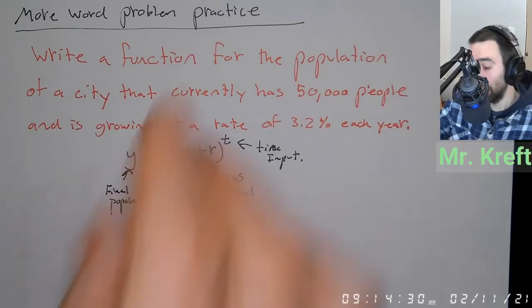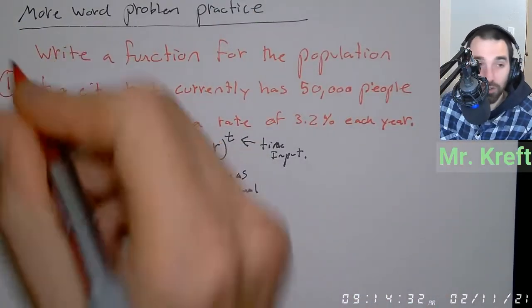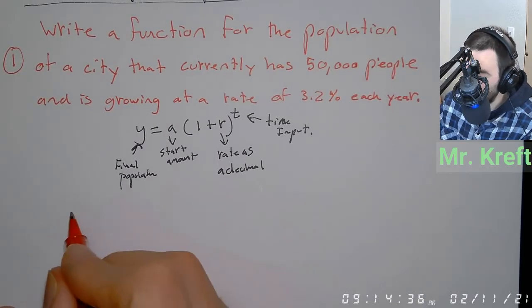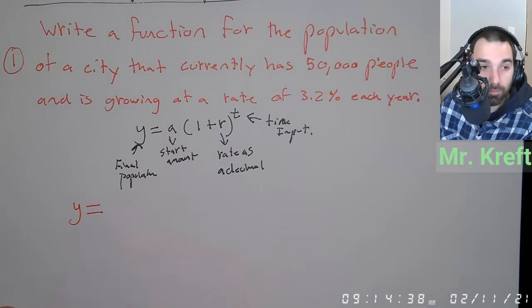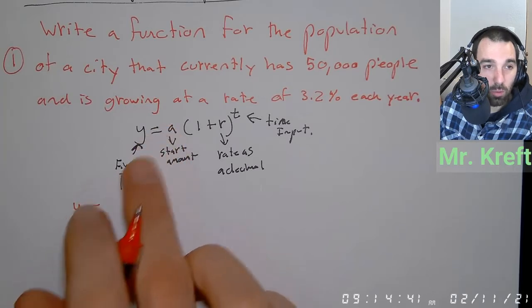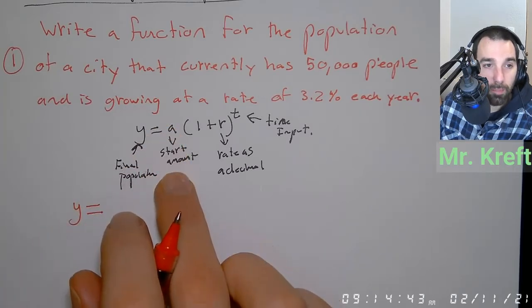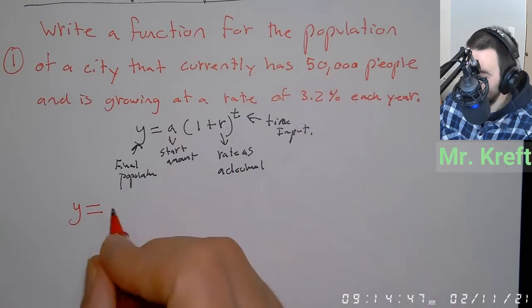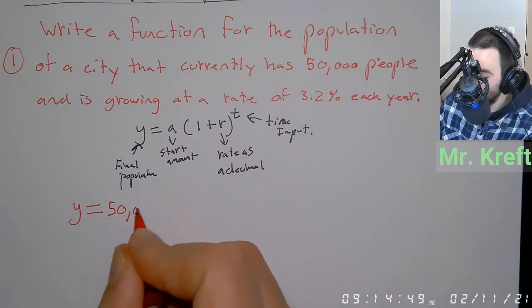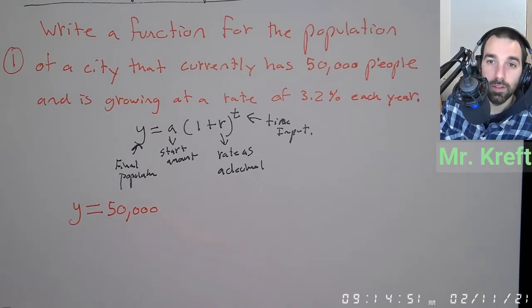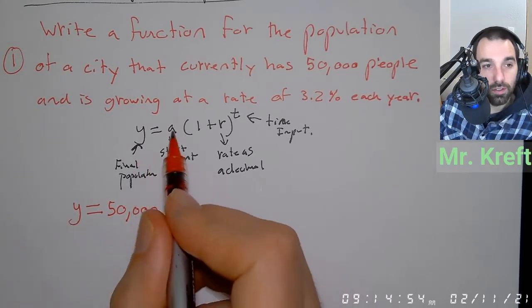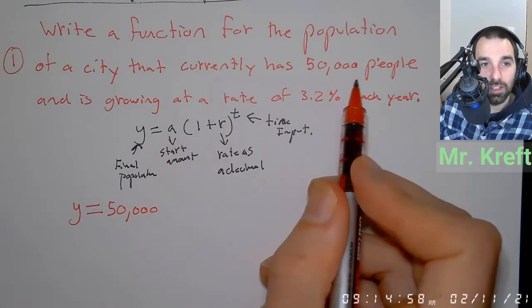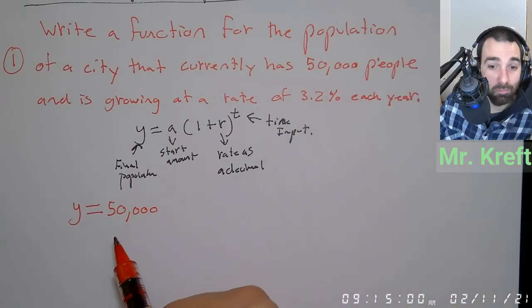All right, so let's take a look. This is our first step. We're going to write an equation. My equation is going to be y equals, and then my start amount A, that's 50,000 people. So I'm going to write 50,000. Again, it says here, this is my start amount. I currently have 50,000 people, so that's where it's going to go.